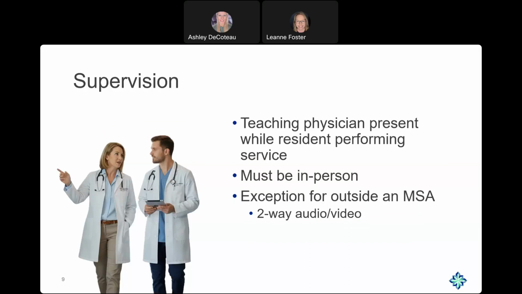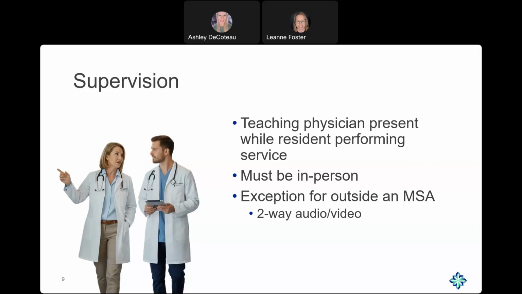So the teaching physician, again, is the one who is primarily responsible for the patient's care. They must be physically present while the resident is performing the service, meaning they must be right there in person with the resident. There is an exception to in-person supervision, which is when the training site is located outside of a metropolitan statistical area, or MSA.